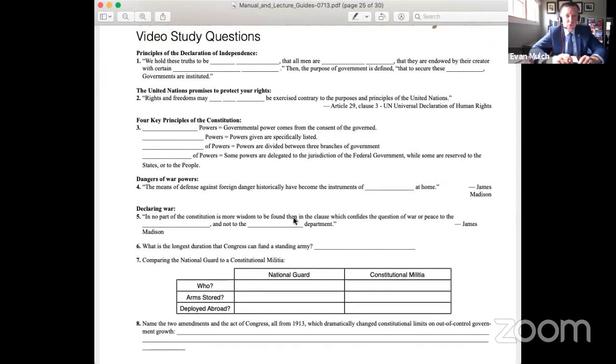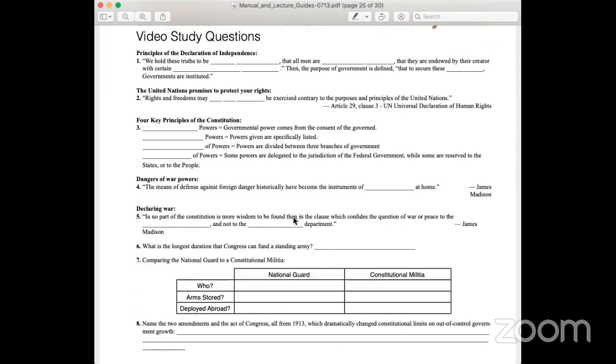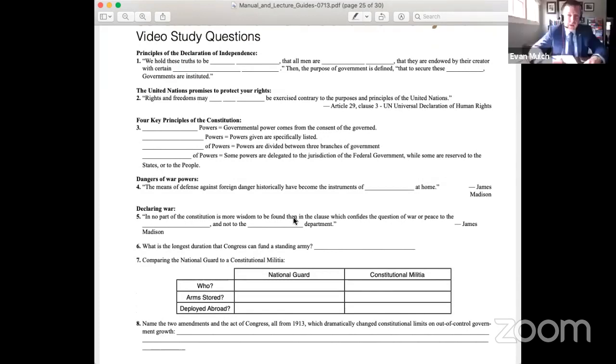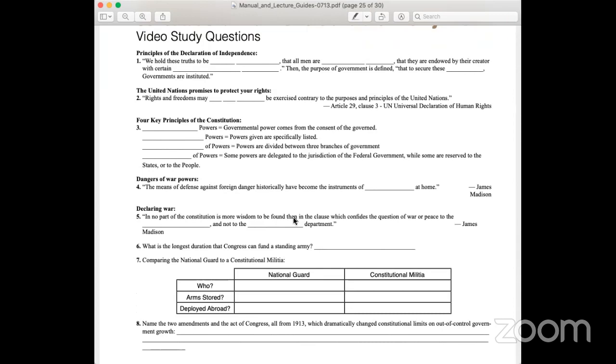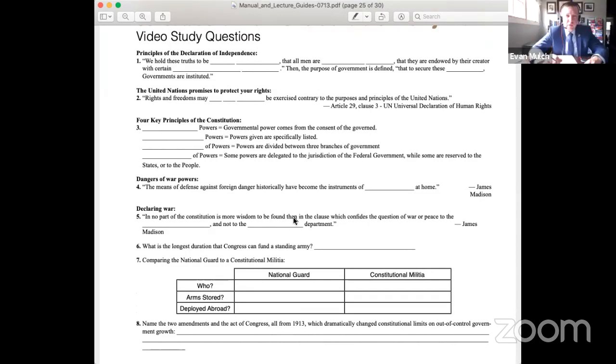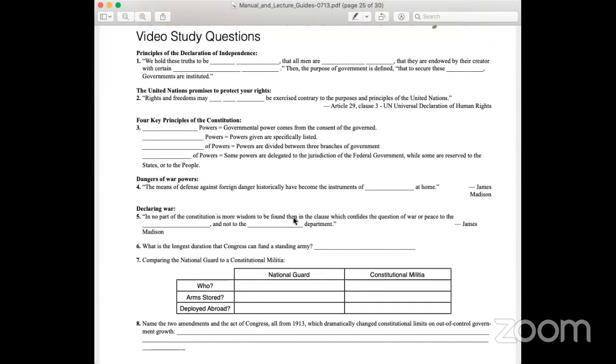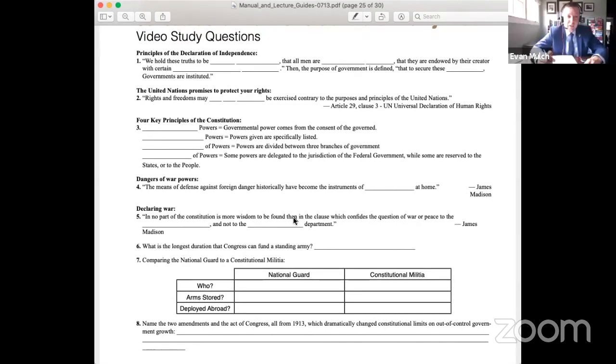We hold these truths to be self-evident, there you go. Great job. That all men are created equal, and they are endowed by their creator with certain inalienable rights. Then the purpose of government is defined, that to secure these liberties, these rights, governments are instituted. So that's from the Declaration of Independence.